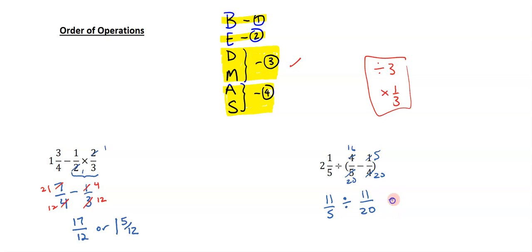Now I can rewrite this as multiplying by the reciprocal, and now I can do my canceling, and I can get my final answer. All right.